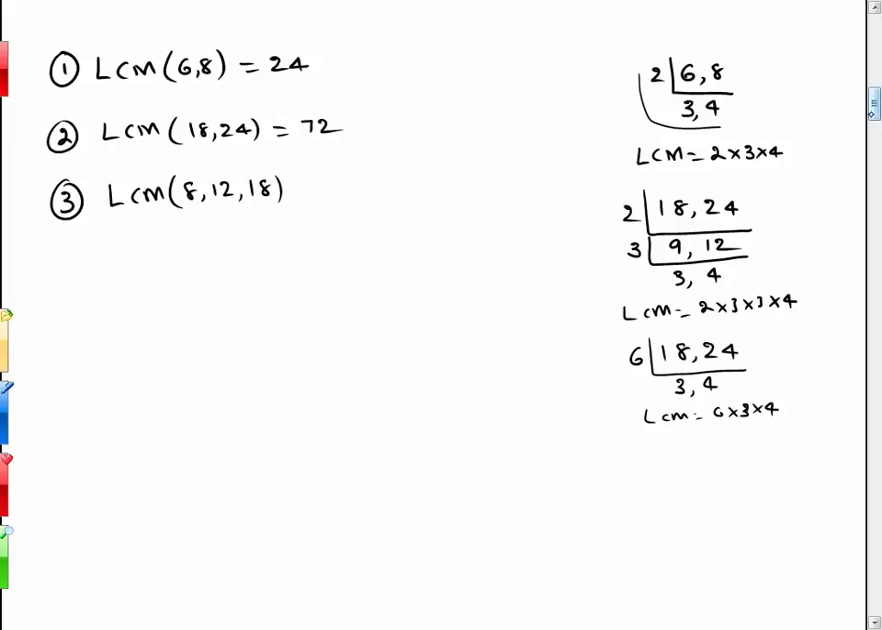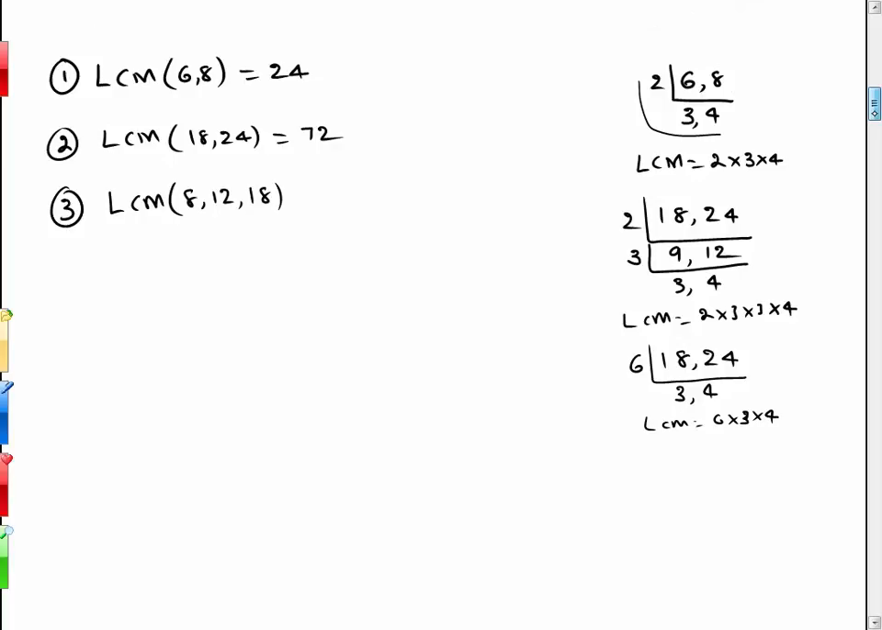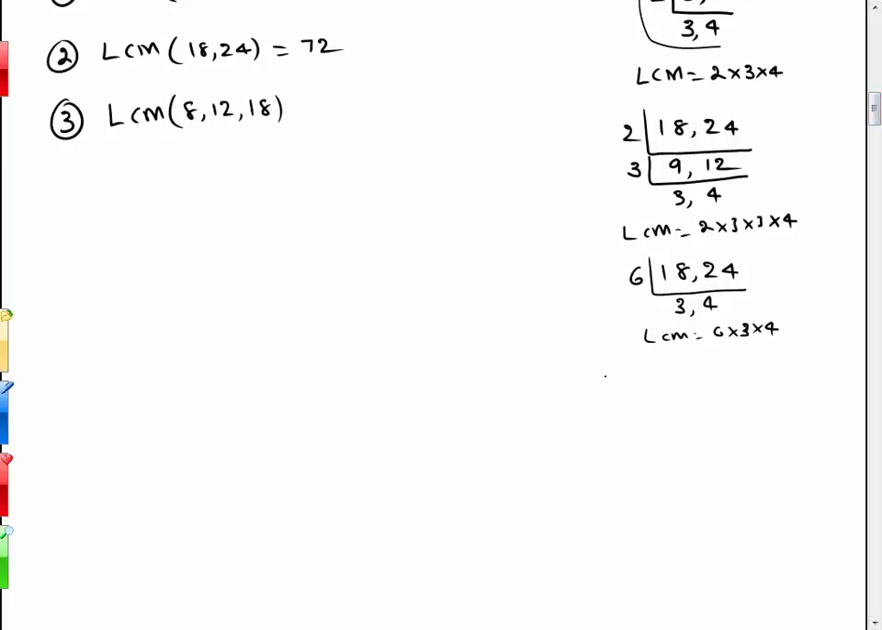So in this case, we do this. 8, 12, 18. Is there a number that goes into all 3 of them? Well, 2 does. So go ahead and divide by 2. 2 goes 4 times, 6 times, and 9 times. Now, 4, 6, and 9. Is there a number that goes into all 3 of them? Unfortunately, no. Well, of course, other than 1.